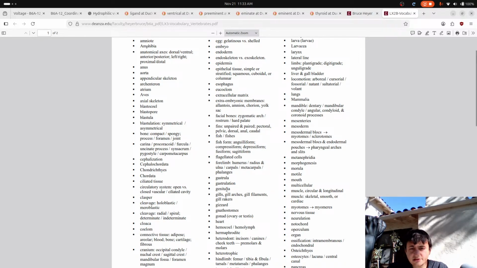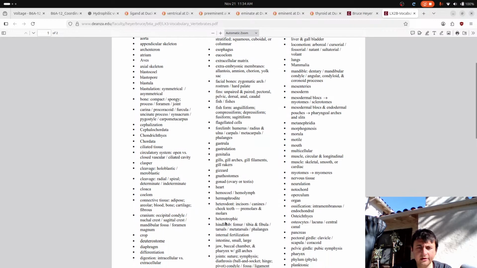Gastrula, gastrulation, genitalia, gills, gill arches, gill filaments, gill rakers. The rakers, I think, redirect the food, right? Gizzard, gnathostomes. I don't know what the gnathostomes are.